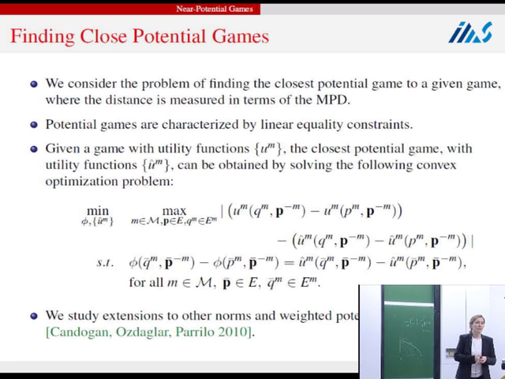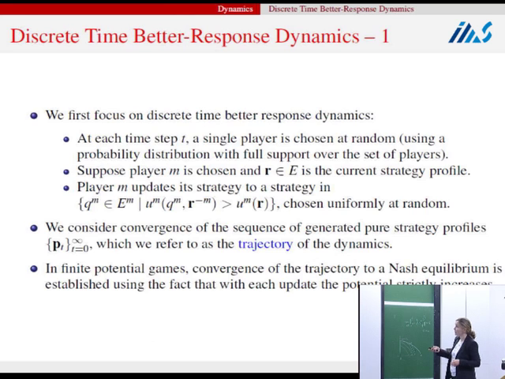I'm just going to say, if I'm given a general game, there is a means I can find the distance to the set of exact potential games. And from this point onward, I'm going to analyze the behavior of adaptive dynamics and try to use the distance to provide bounds on the limiting sets of this adaptive dynamics. Let me start with discrete time better response dynamics.